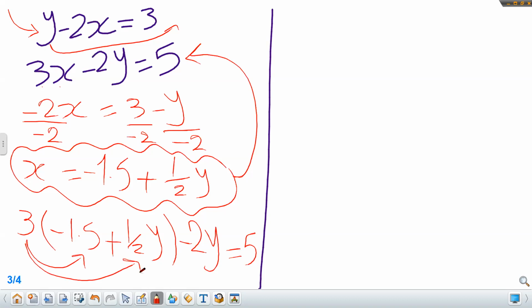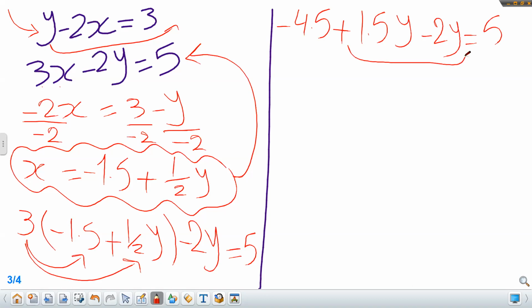Come with me. 3 times negative 1.5 will be negative 4.5. Then 3 times half will be 1.5y, minus 2y equals 5. Then collect like terms. 1.5y minus 2y is negative half y, or negative 0.5y, equals negative 4.5 moved to the other side. Then 5 plus 4.5 is 9.5.